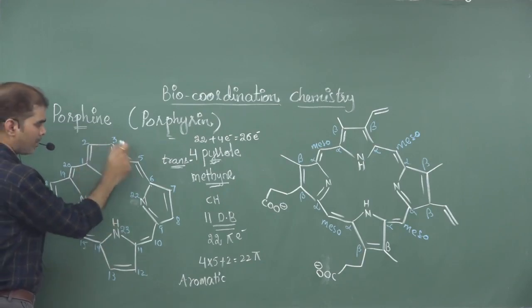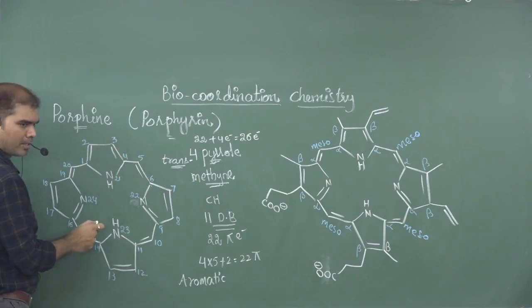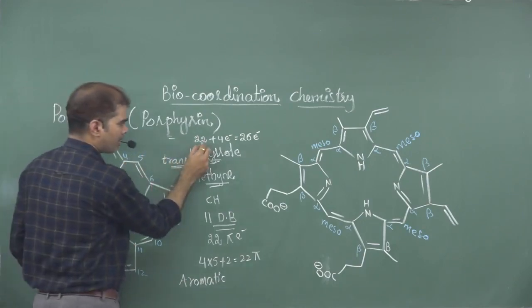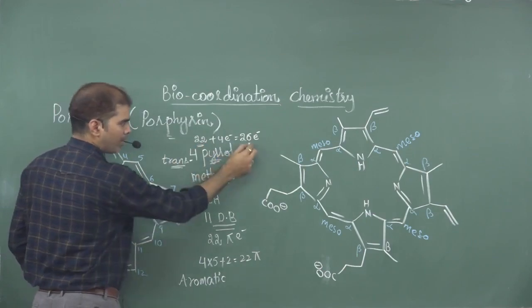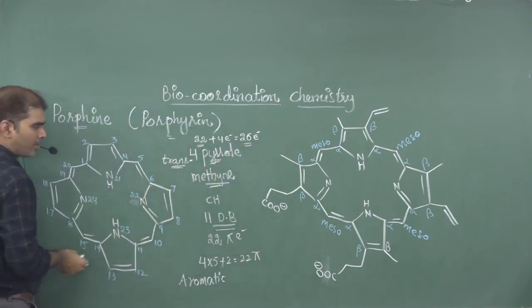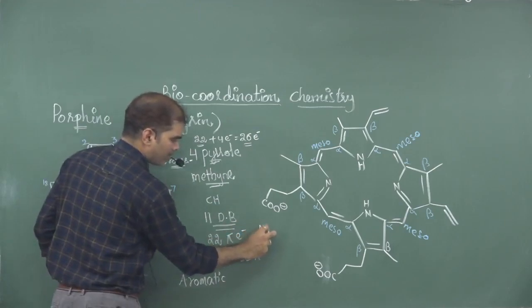Okay? So all these double bonds are in conjugation. 2 lone pairs can also participate in conjugation. So I can call it as a 22 electron system or it is a 26 electron system. So whether it is aromatic or not, even NMR gives us some data.